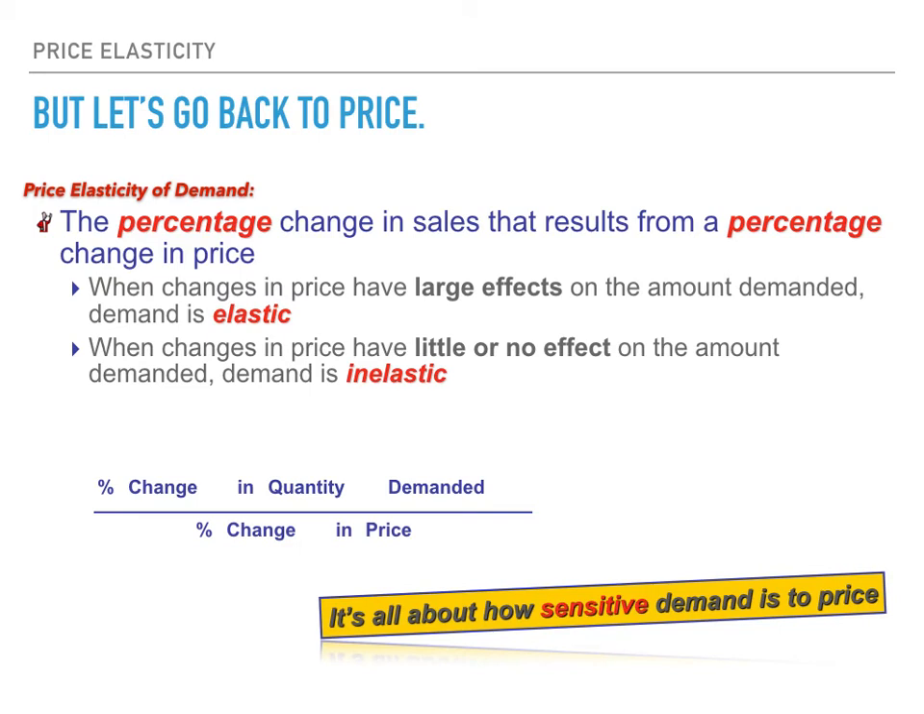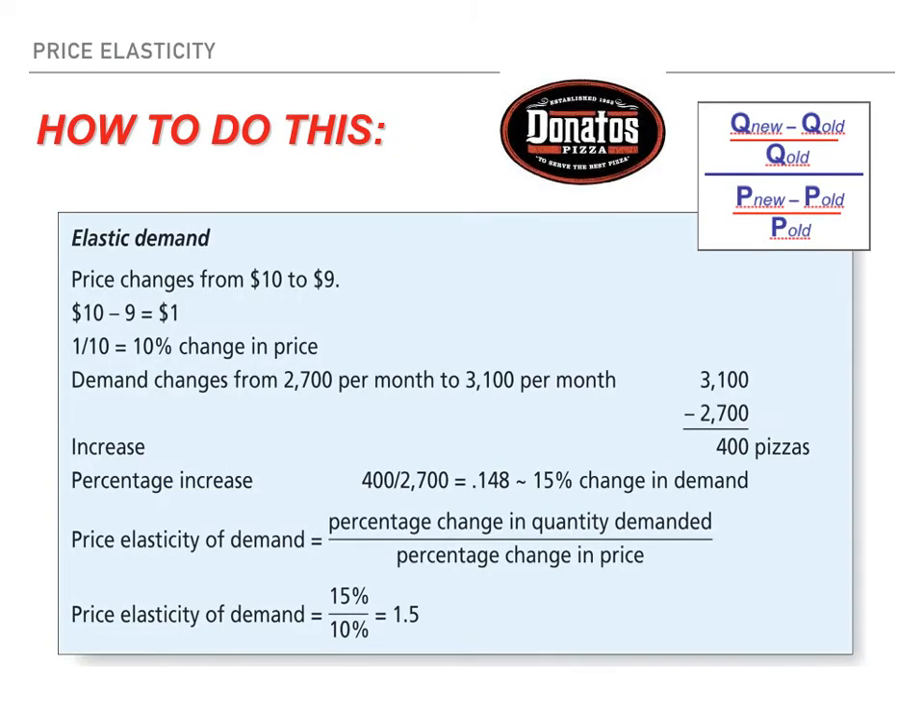And again, it's all about how sensitive consumers are to changes in price, both price increases and price decreases. So let's do a quick example. Both of these examples will use pizza, although pizza is more of a commodity product, so it's unlikely that some pizza would be elastic and other pizza would be inelastic, but this is just for the sake of example.